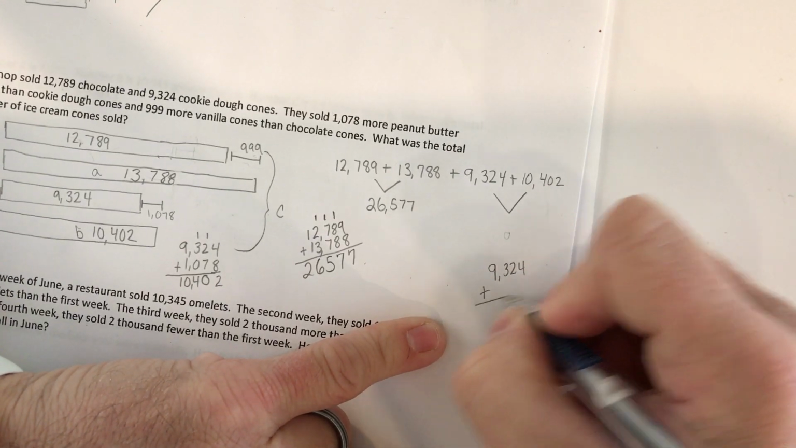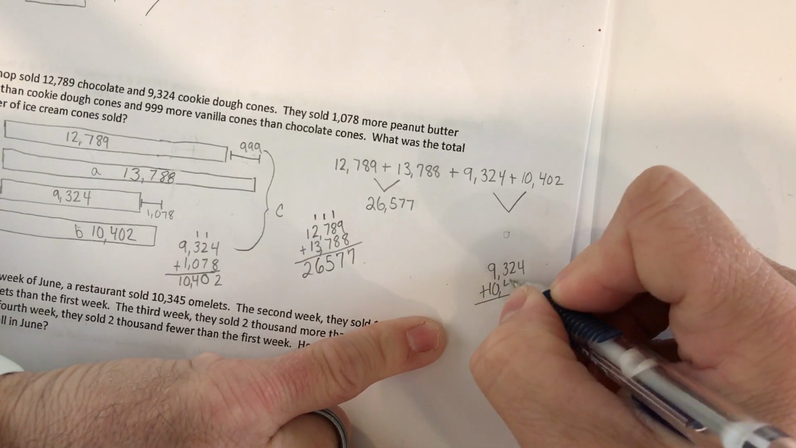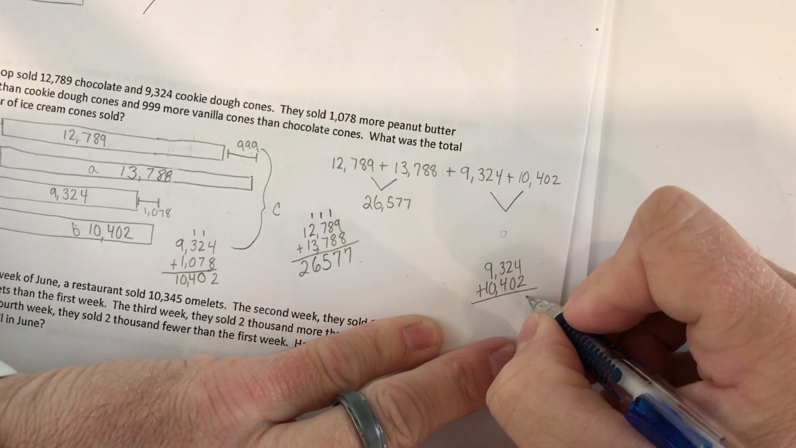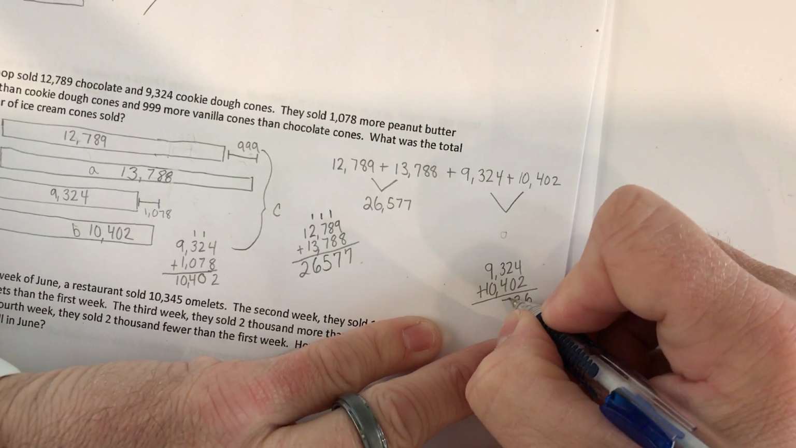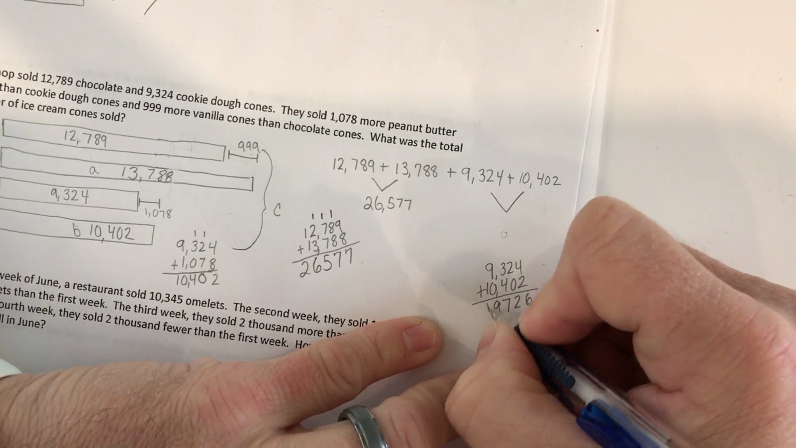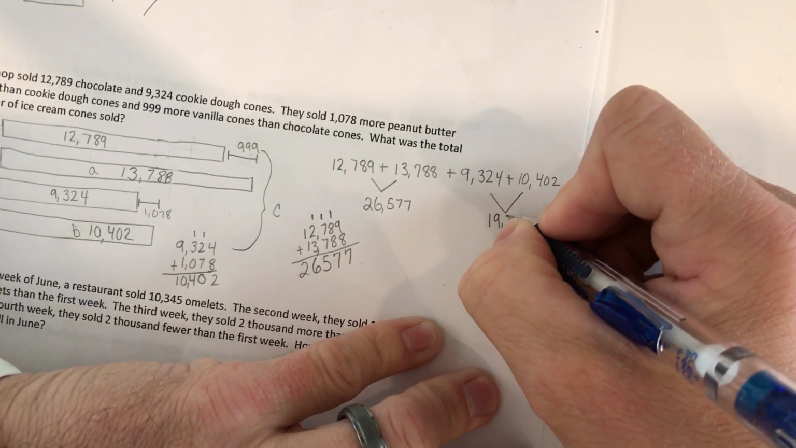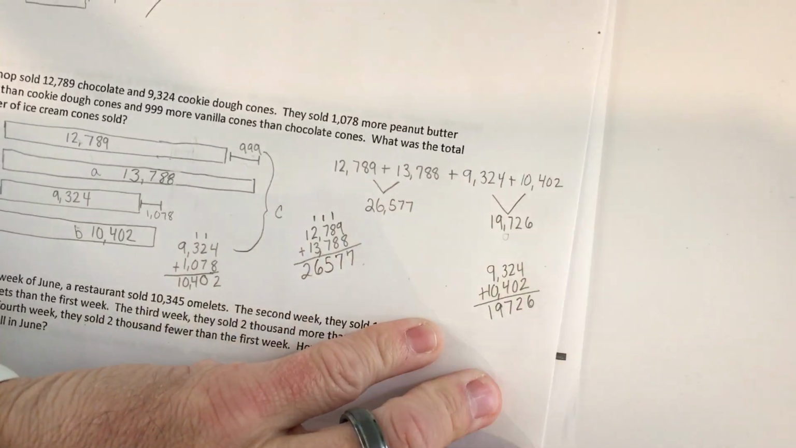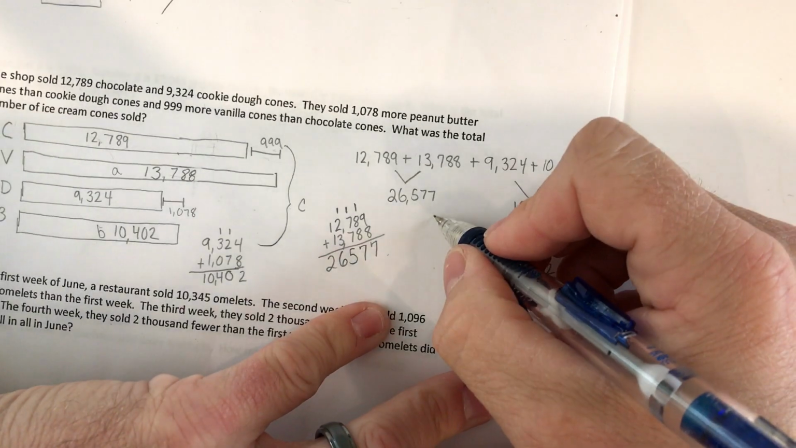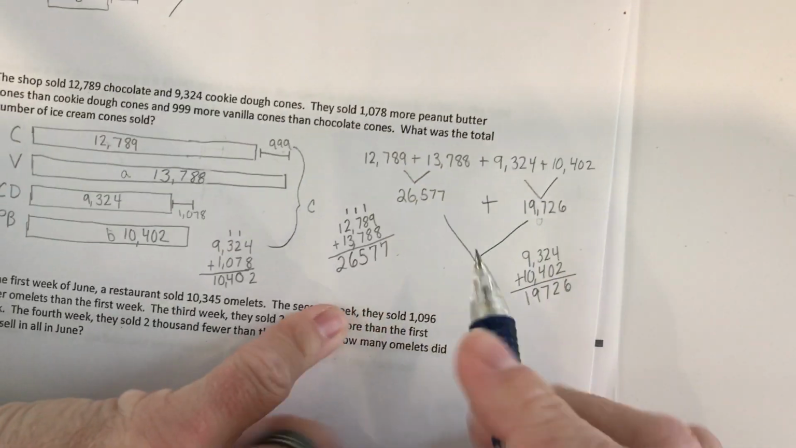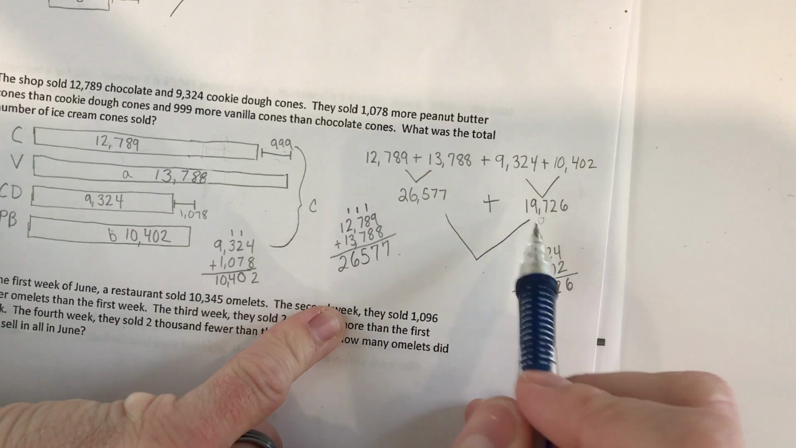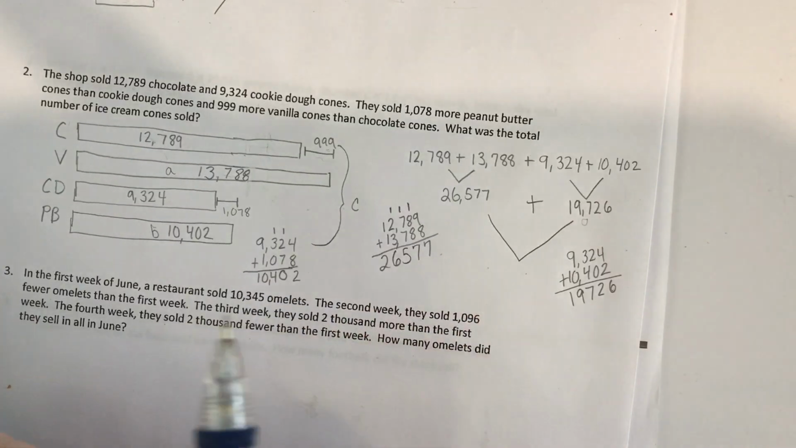9,324 plus 10,402. That's 6. That's 2. A little easier to add this one. 7, 9, giving me 19,726. All right, pause me one more time and give me my grand total after you add these two together, and we will be done with this one.